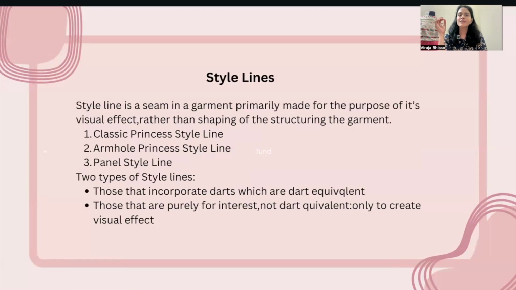Style lines. A style line is a seam in a garment which is primarily made for the purpose of its visual effect rather than the structuring of the garment. We have the classic princess style line, we have the armor princess style line, and we have the panel style line. There are two types of style lines. One incorporates darts, which are dart equivalent, and they give shape to a garment. And those that are purely for interest, they are not dart equivalent, they only create visual effect.